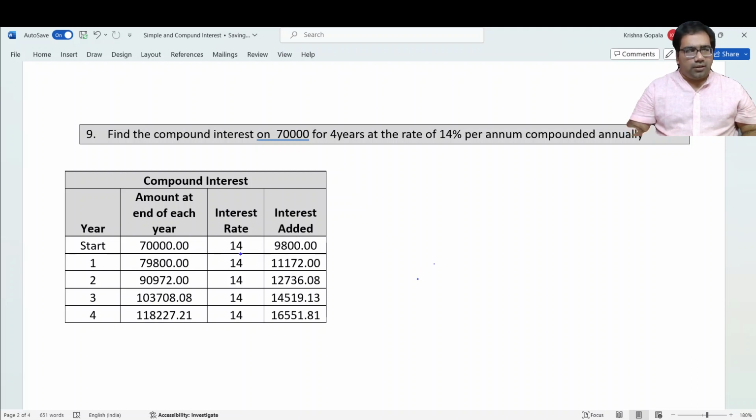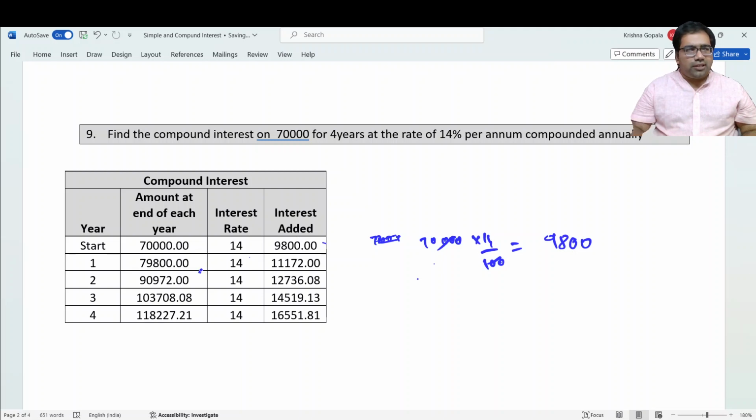Then what will happen at the end of the first year? For the first year, it is 70,000 into 14 by 100. Right? 9,800. 9,800 is the interest that they have to pay at the end of the first year. So at the end of the first year, what will be the amount? 70,000 plus 9,800. That becomes 79,800.